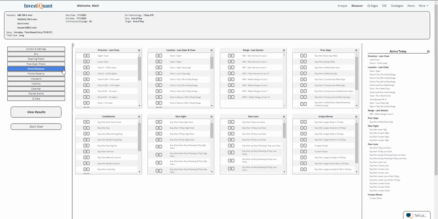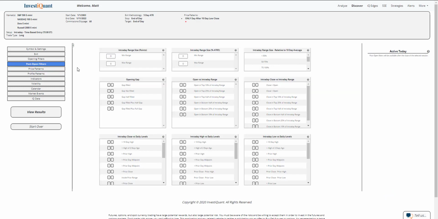Yesterday closed at the lowest closing price of the past 10 days. So I'm going to grab that from the active today section. I'm going to go down to the new lows, day after a 10-day low close, and add that. Then I'm going to go up one level here to the post-open filters, and I'm going to say that the 3 o'clock price is trading above the high from the prior day.